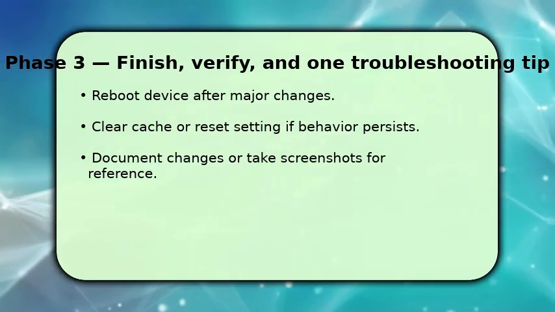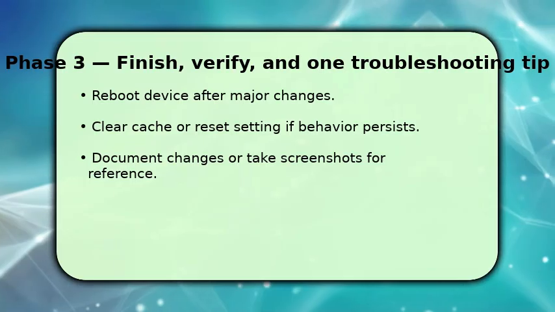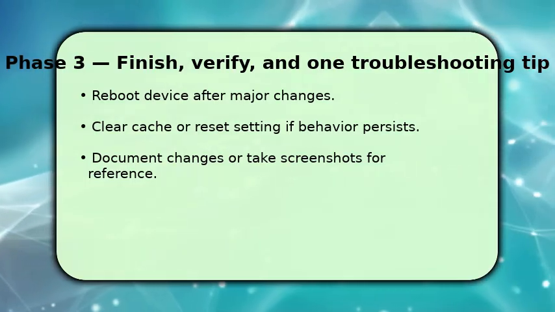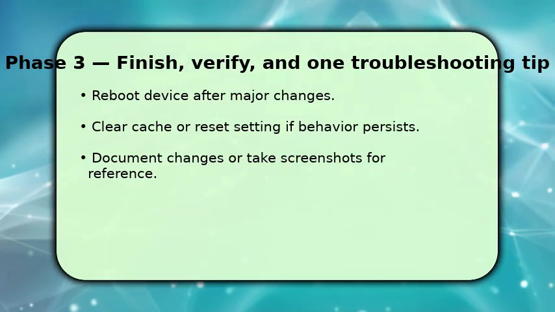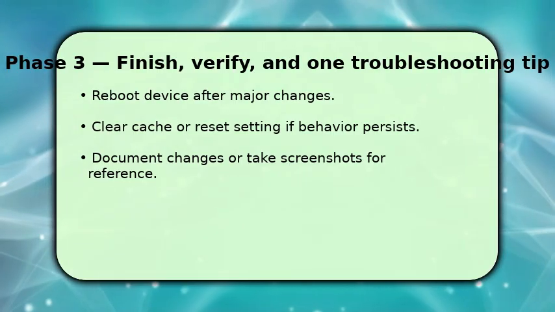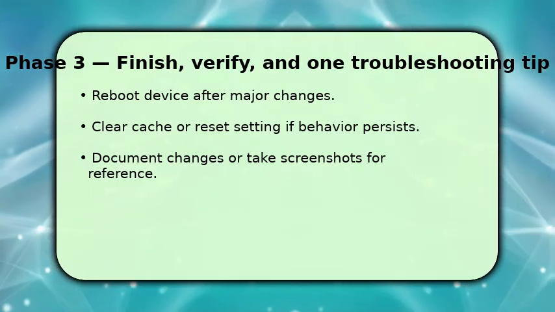If things go wrong, options missing or features broken, clear the settings cache, check for system updates, then reset the specific setting to defaults rather than a full factory reset. Make a screenshot or note of what you changed so you can undo it quickly if needed.